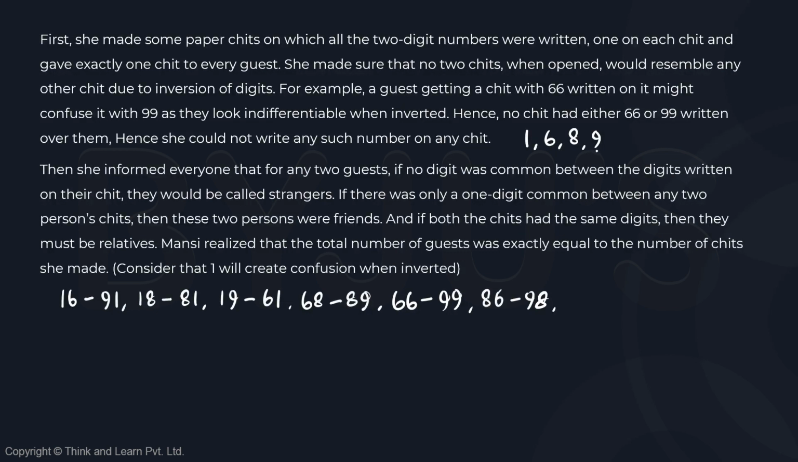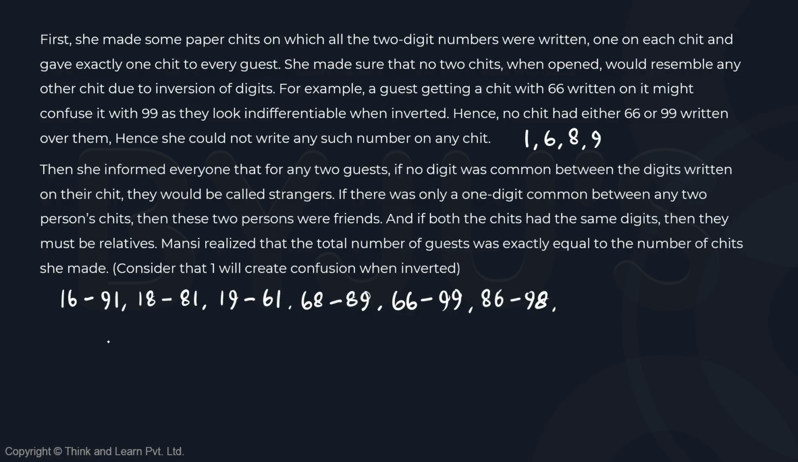Let's start with the 90s. 91 we can't write because it will look like 16. That part we have already written. Next is 96. 96 will look like 96 only when inverted. Next is 98. 98 we have already accounted for. Next is 99. 99 also we have already accounted for. So these are a total of 6 pairs of numbers that cannot be used for writing down the chits.